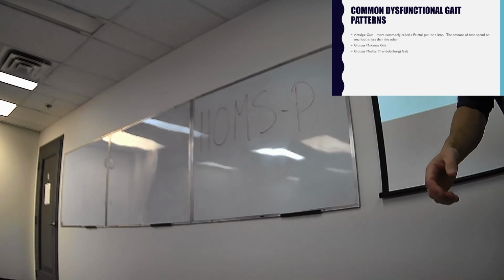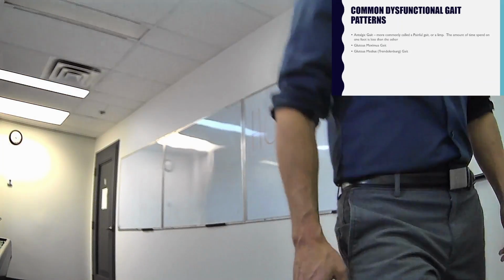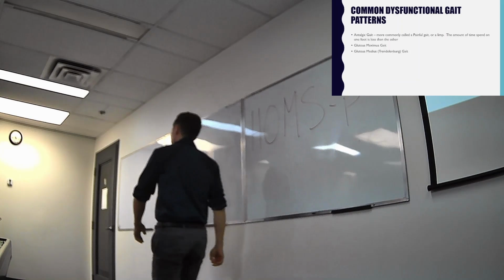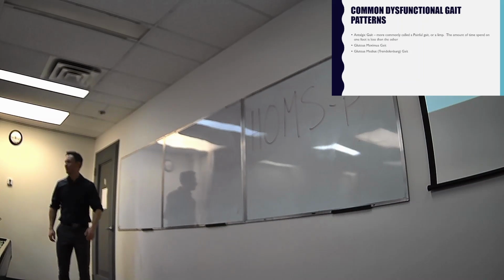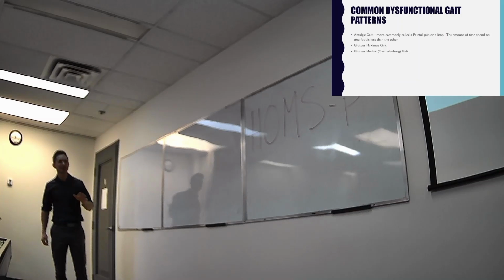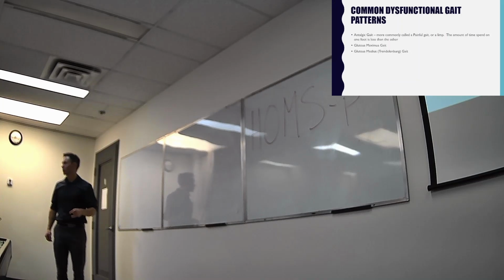Glute medius walk, this is also called the Trendelenburg gait. There's a few ways that you can see the Trendelenburg gait. The first and most common that you see in chronic gluteus medius weakness is going to be what's called a lurch, more appropriately a translumbar gait.